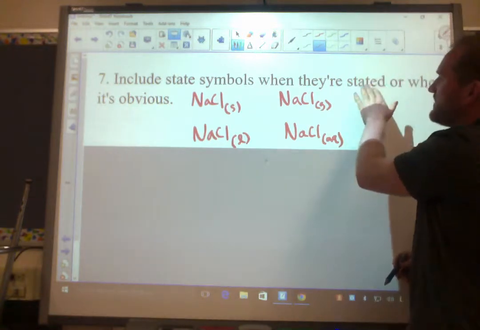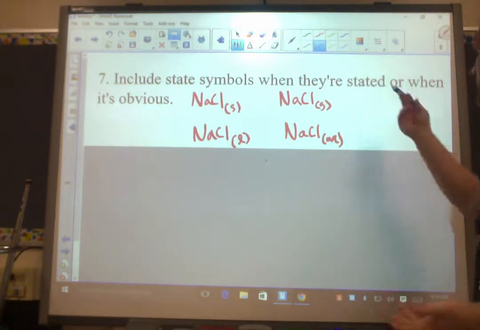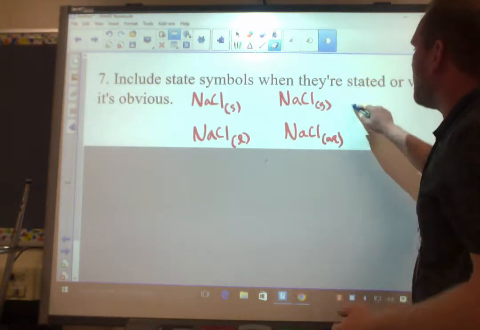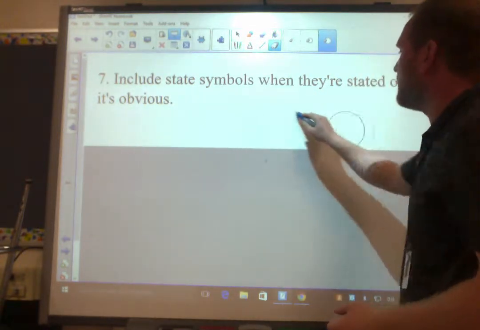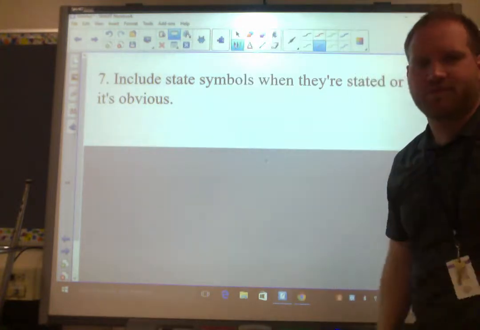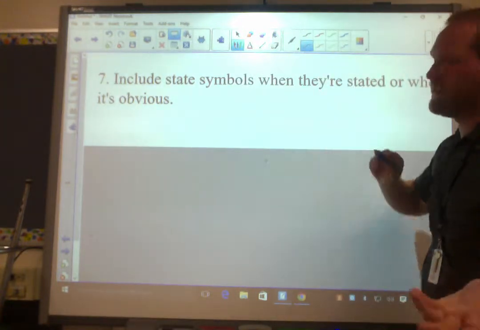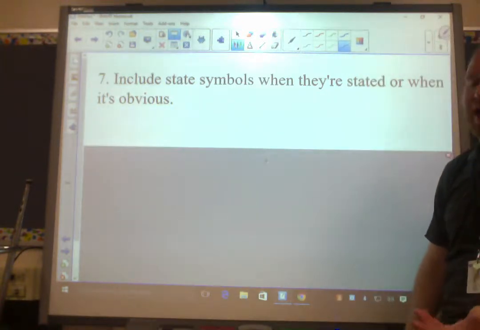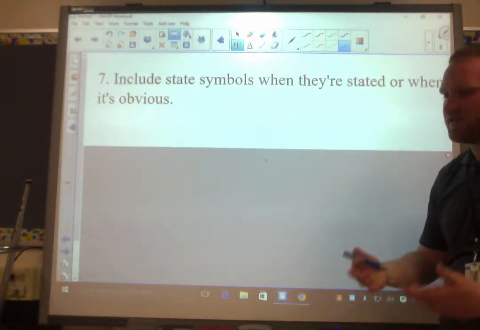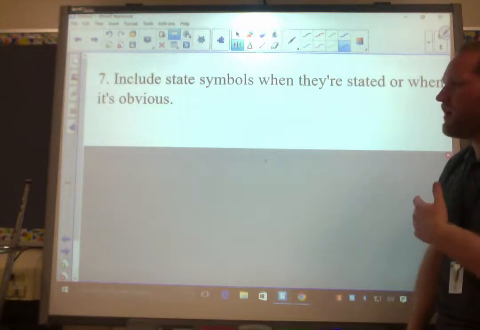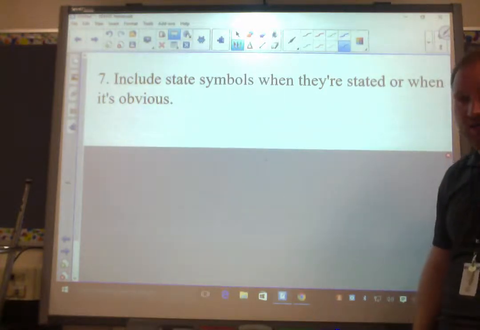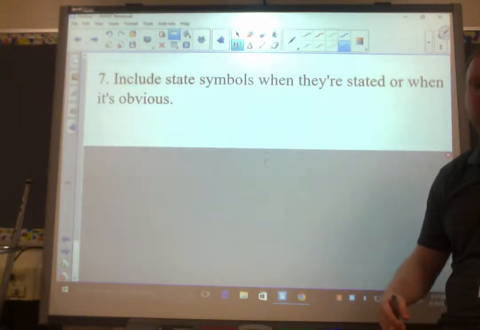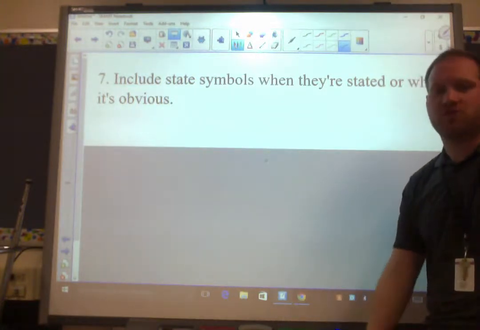When the states are given to you, or when it's obvious, and by obvious I mean something like this. If I tell you something reacts with oxygen gas, well, if I say oxygen gas, it's going to be stated. But you should know that oxygen in its natural state is a gas. Hydrogen is going to be a gas. Nitrogen is going to be a gas. Generally, anytime I mention a metal, it's going to be a solid. We can assume it's room temperature. If I tell you a sample of iron reacts, we can assume that's going to be solid.